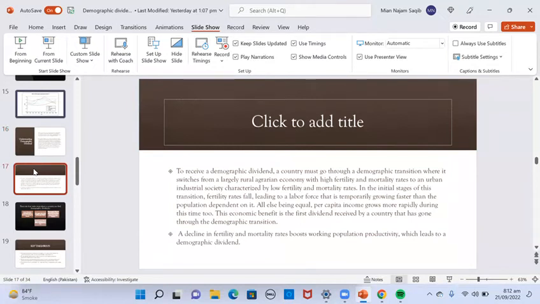To receive a demographic dividend, a country must go through this demographic transition, where it switches from a largely agrarian economy with high fertility and mortality rates to an urban industrial society characterized by low fertility and mortality rates. In the initial stages of this transition, fertility rates fall, leading to a labor force that is temporarily growing faster than the population dependent on it. All else being equal, per capita income grows more rapidly this time too. This economic benefit is the first dividend received by a country that has gone through this demographic transition, and a decline in fertility and mortality rates boosts working population productivity, which leads to a demographic dividend.